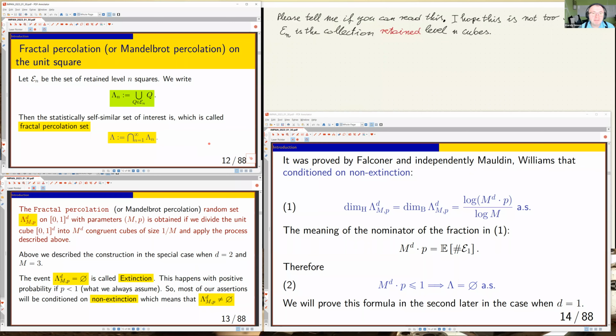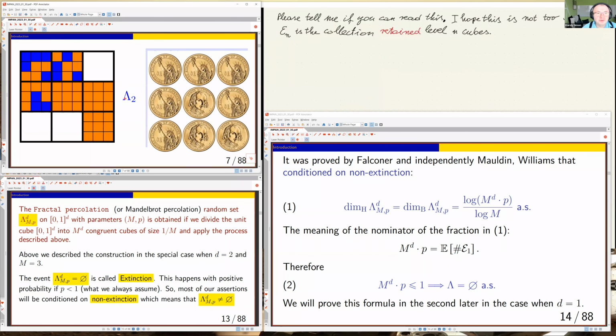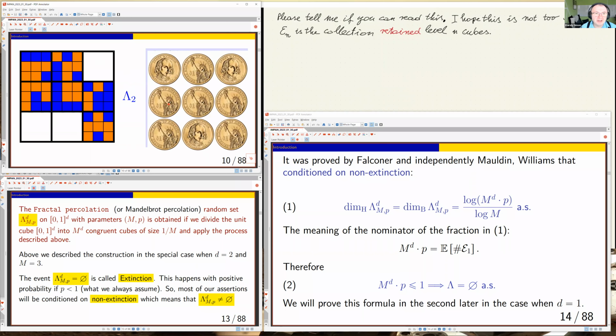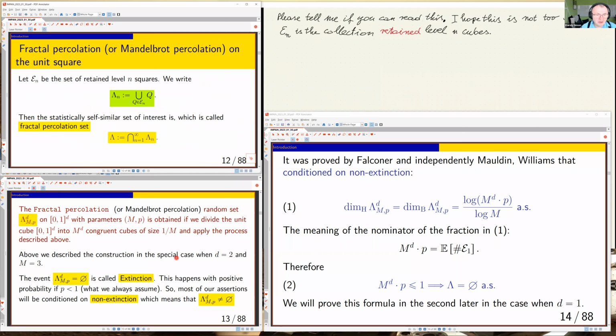It can very well happen that whenever you toss these coins, all of them turn up not heads but tails, and then you do not retain any square. So it can very well happen that no squares are retained. Okay, so it can be an empty set, otherwise it is a compact set.